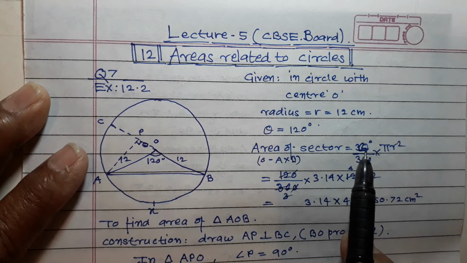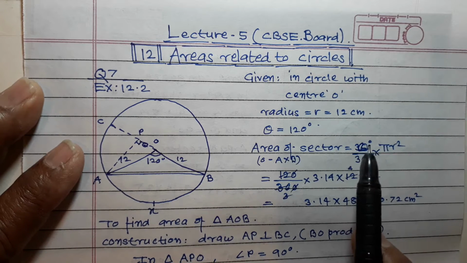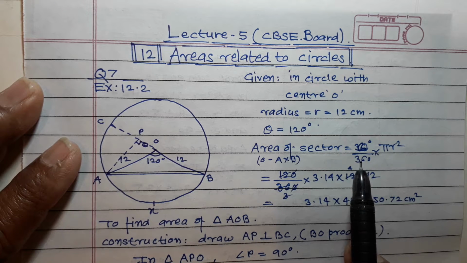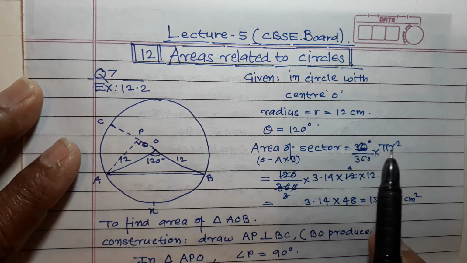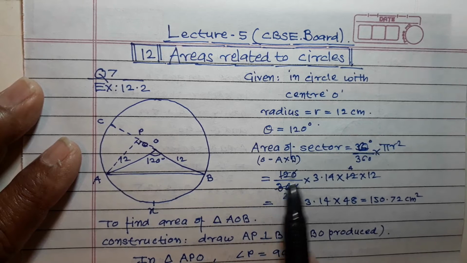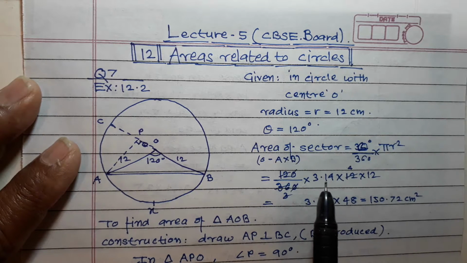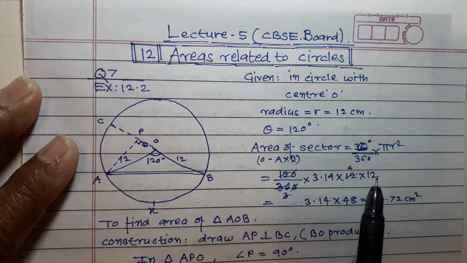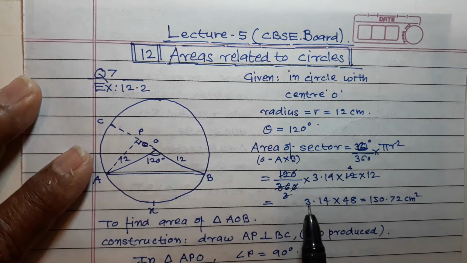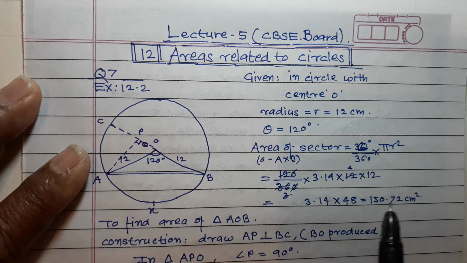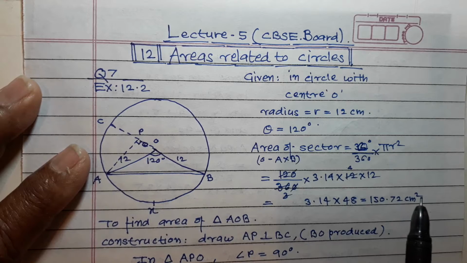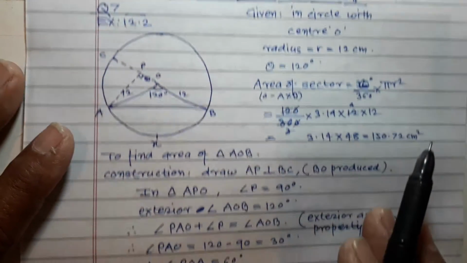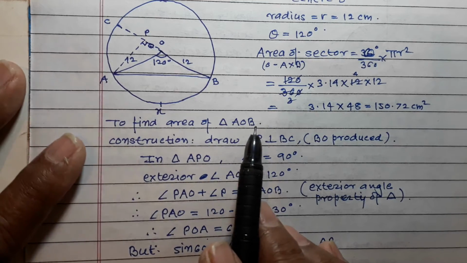Area of sector is equal to theta upon 360 into pi r square. So it is equal to 120 upon 360 into 3.14 into 12 into 12. Simplify this, you will get 3.14 into 48, which is equal to 150.72 cm square. Now, to find the area of triangle AOB.